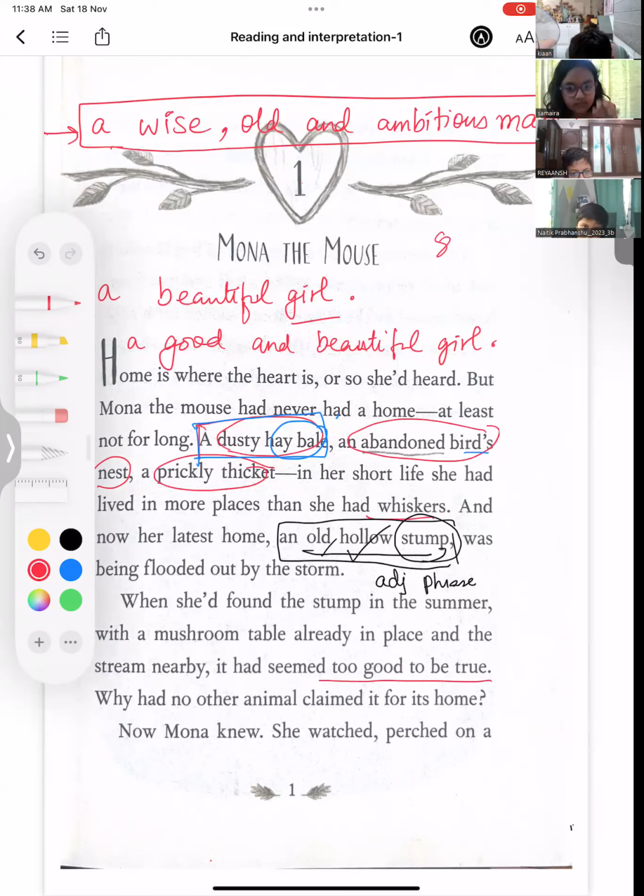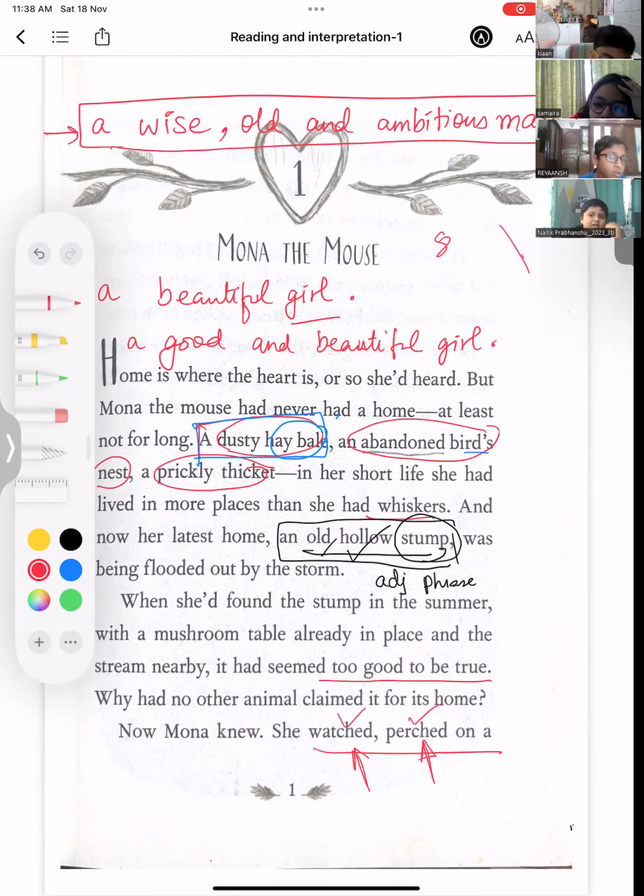Okay. Next, why had no other animal claimed this home? Now Mona knew. Look at these words over here. She watched, perched. Watch means dekhna. What does perching mean? Tell me. Perch means sitting.